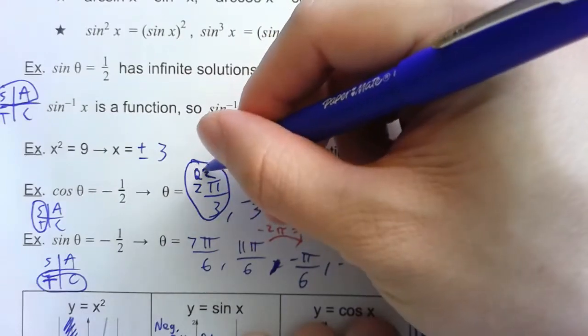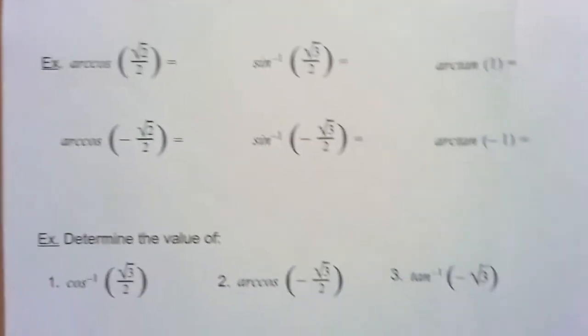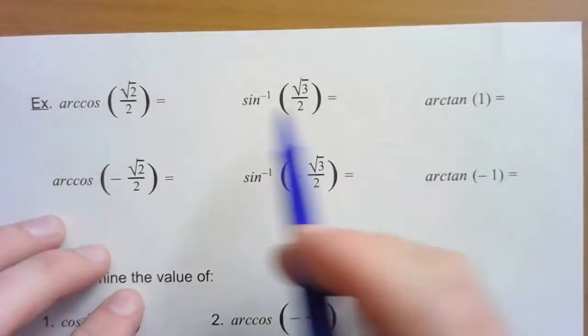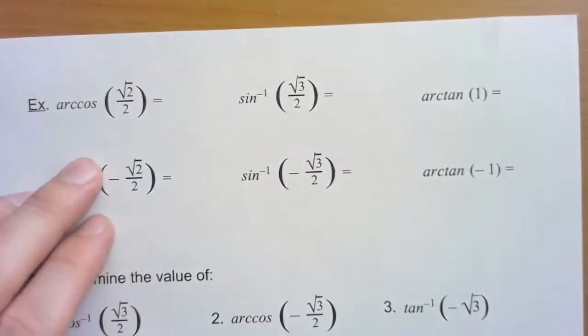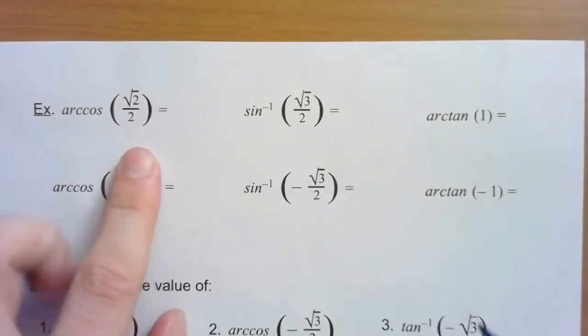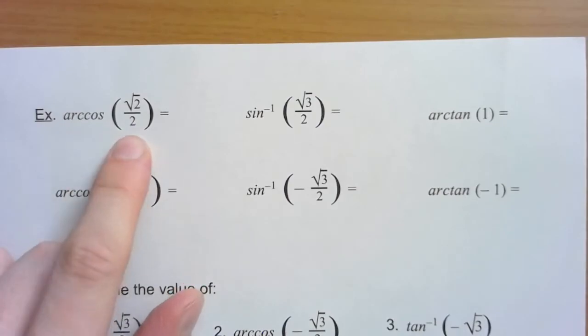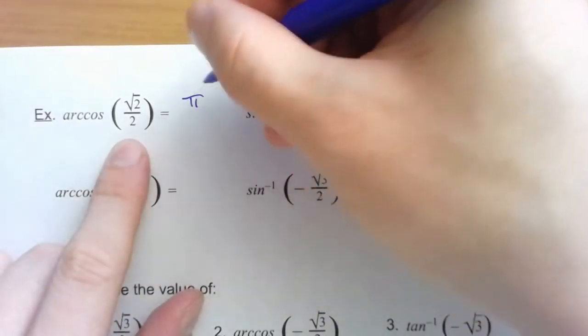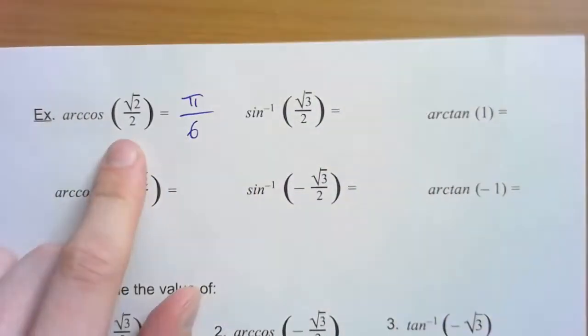We chose the quadrant 2 angle for inverse cosine of a negative. All right, so let's look at some examples of this. In this top row here, where we want a positive value, they're all going to be super easy, as long as you know your unit circle. That's why I said it was super important. You just need to have memorized what angle has an x coordinate on the unit circle of root 2 over 2. It's got to be either pi over 6, pi over 4, pi over 3.